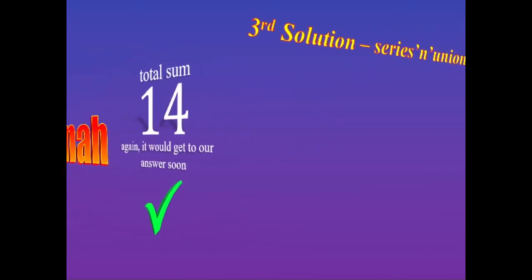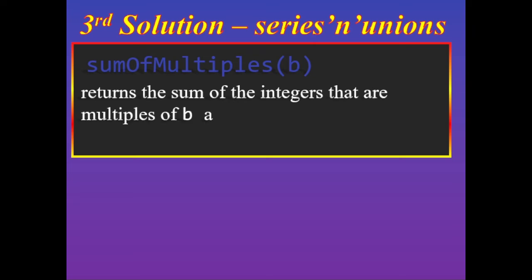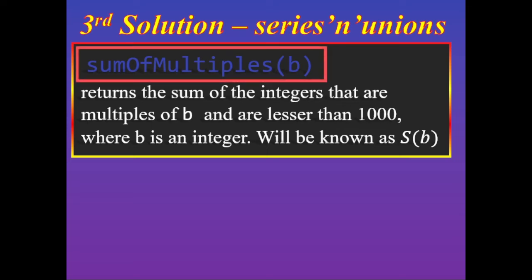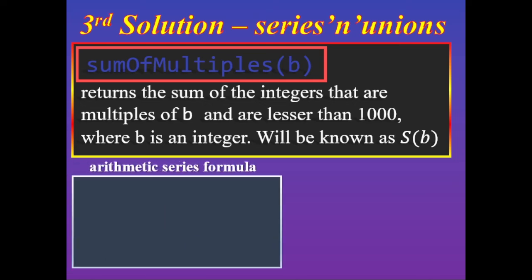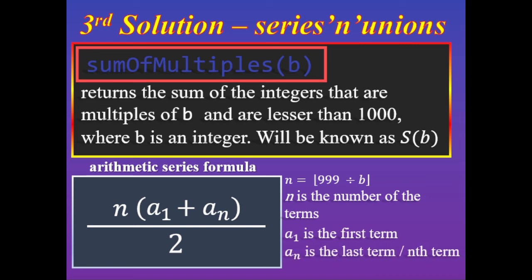Let's look at the third solution and begin it with defining a function. Sum of multiples with parameter b. It will return the sum of the integers that are multiples of b and are lesser than 1000, where b is an integer. In future references, it will be called sb. We will be using this function to get our answer. The function calculates the sum using the arithmetic series formula over here. N is the number of terms and can be solved by dividing 999 with b and then flooring the value. A sub 1 is the first term and a sub n is the last term or the nth term.